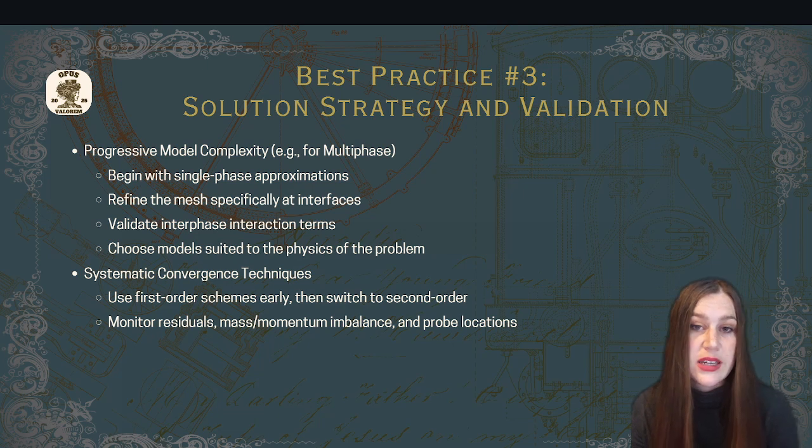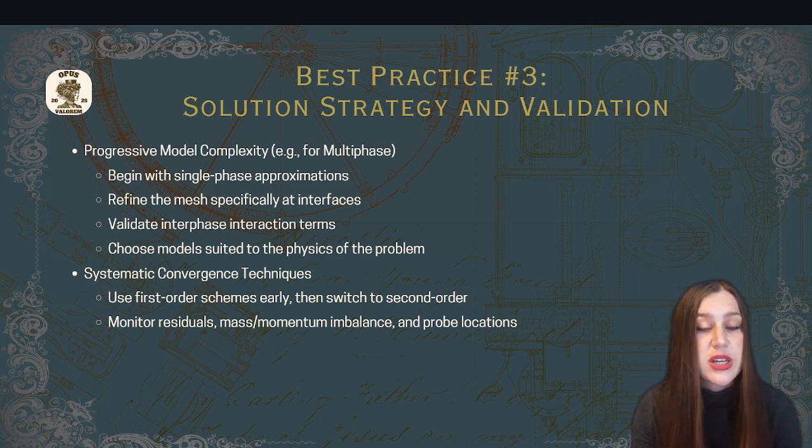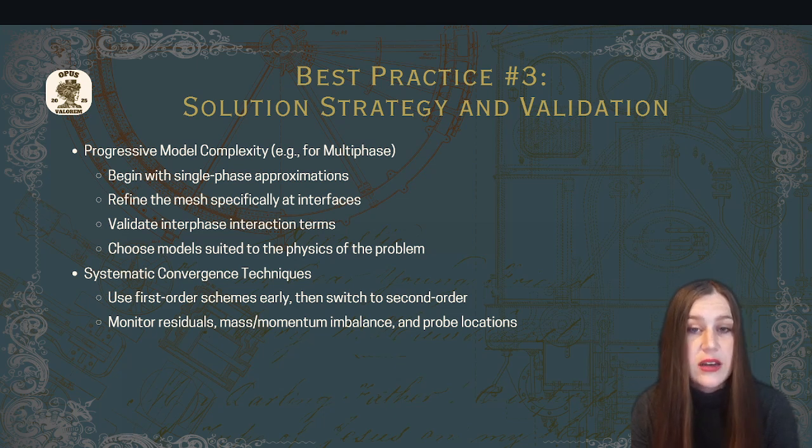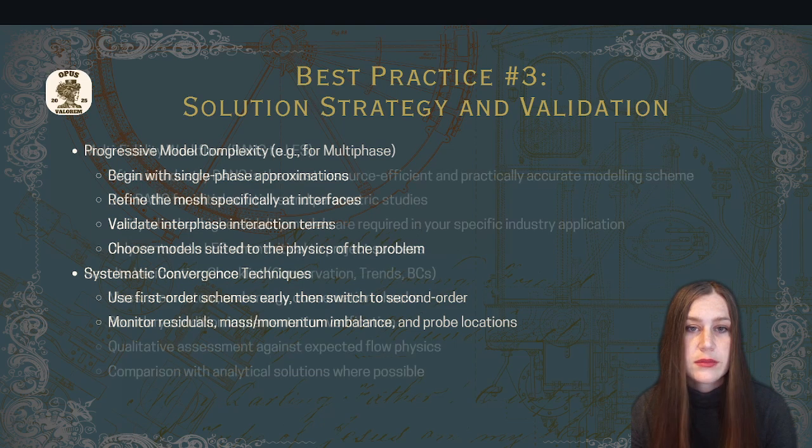Progressively model complexity, here specifically for multiphase. Begin with a simple single-phase approximation. Refine the mesh at the interface between the phases, validate the interface interaction terms, and then choose solution models based on the problem's physics. You can use systematic convergence techniques where you first solve first-order schemes and then switch to second-order schemes. You should monitor residuals, mass and momentum imbalance, and have probe locations at critical points to draw data from to compare to your hand calcs.